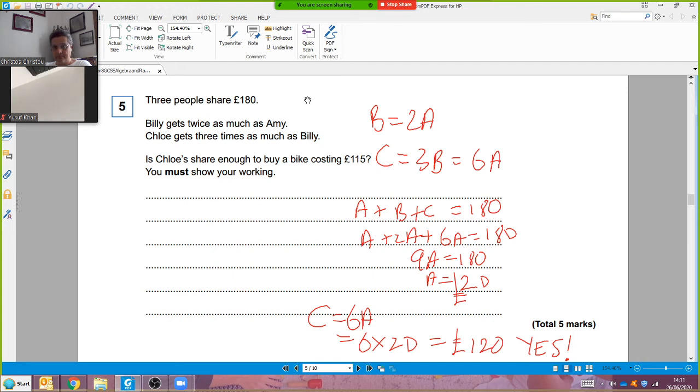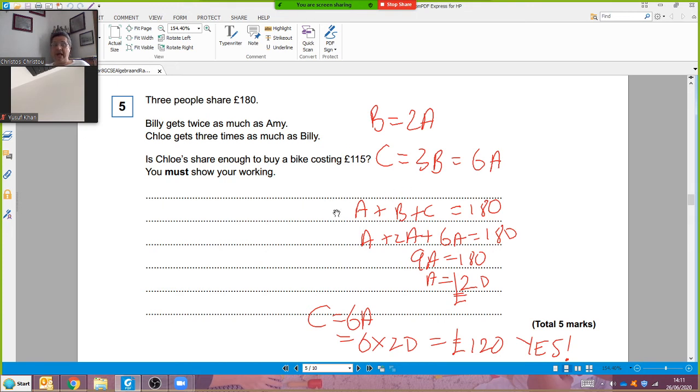All right, there you go. We're not going to get £60 each. So it's wrong, you can't do that. So Billy gets twice as much as Amy. So I wrote myself a little equation. B equals 2 lots of Amy. Chloe gets 3 times as much as Billy. I wrote myself a little equation. Chloe equals 3 Billies. Now, if every Billy is 2 Amy's, then 3 Billies is 6 Amy's.